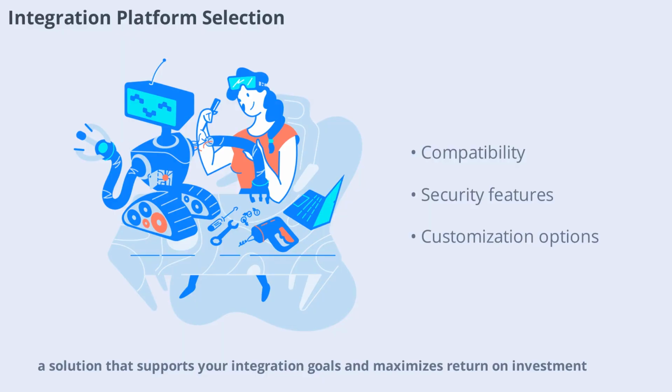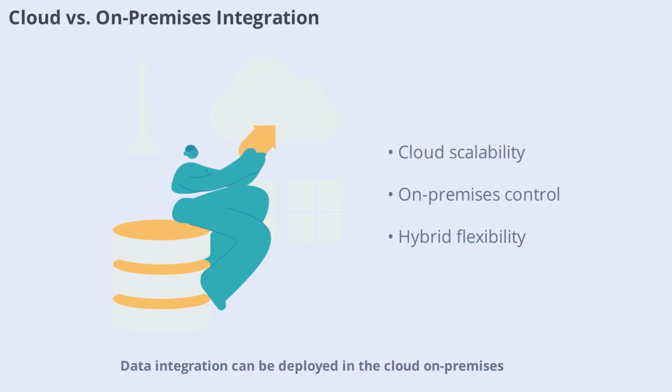Data integration can be deployed in the cloud, on-premises, or in hybrid environments. Cloud integration offers scalability, flexibility, and lower upfront costs, making it ideal for organizations with dynamic needs. On-premises solutions provide greater control and may be necessary for sensitive or regulated data. Hybrid integration combines the best of both worlds, allowing organizations to leverage cloud resources while maintaining on-premises systems. The right deployment model depends on your business requirements and regulatory environment.